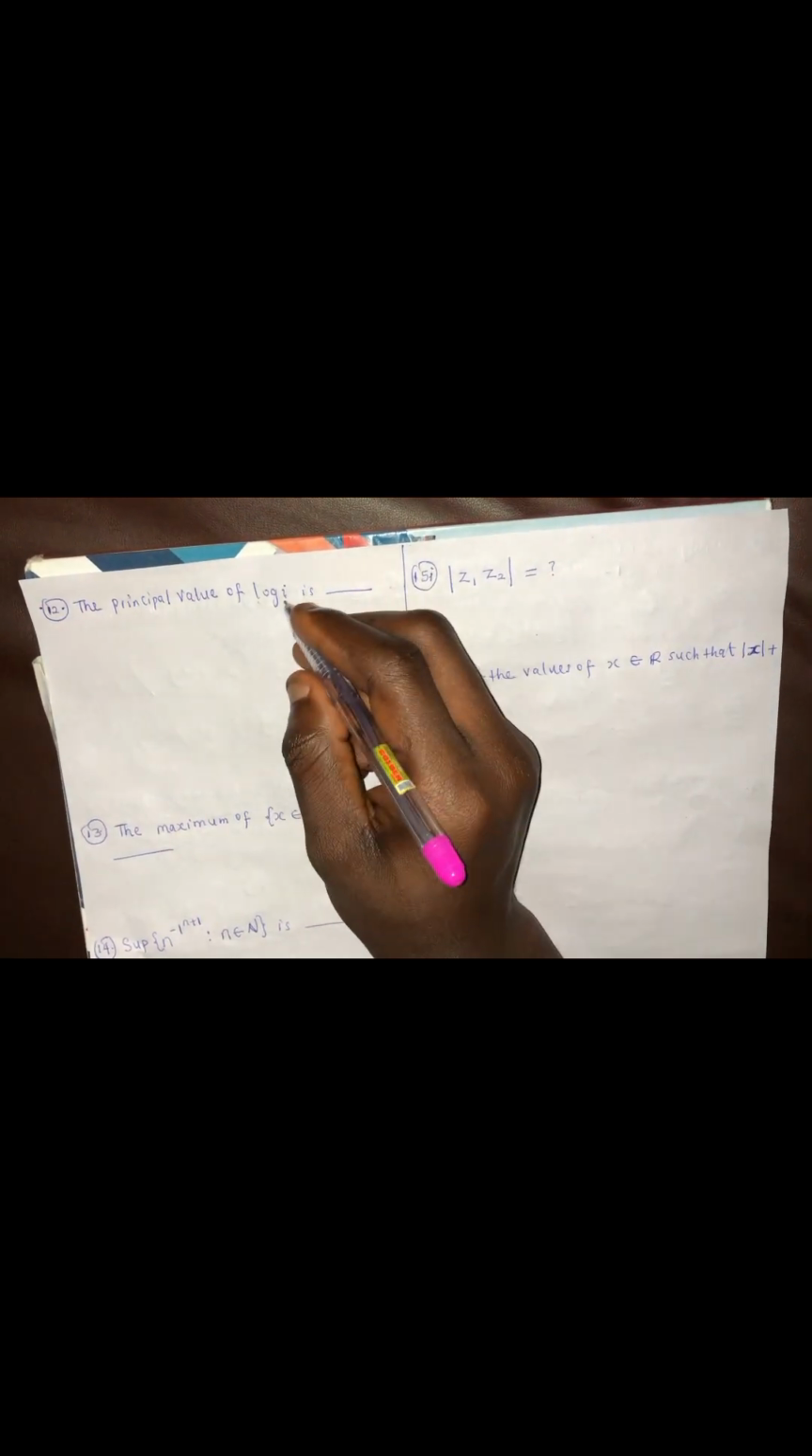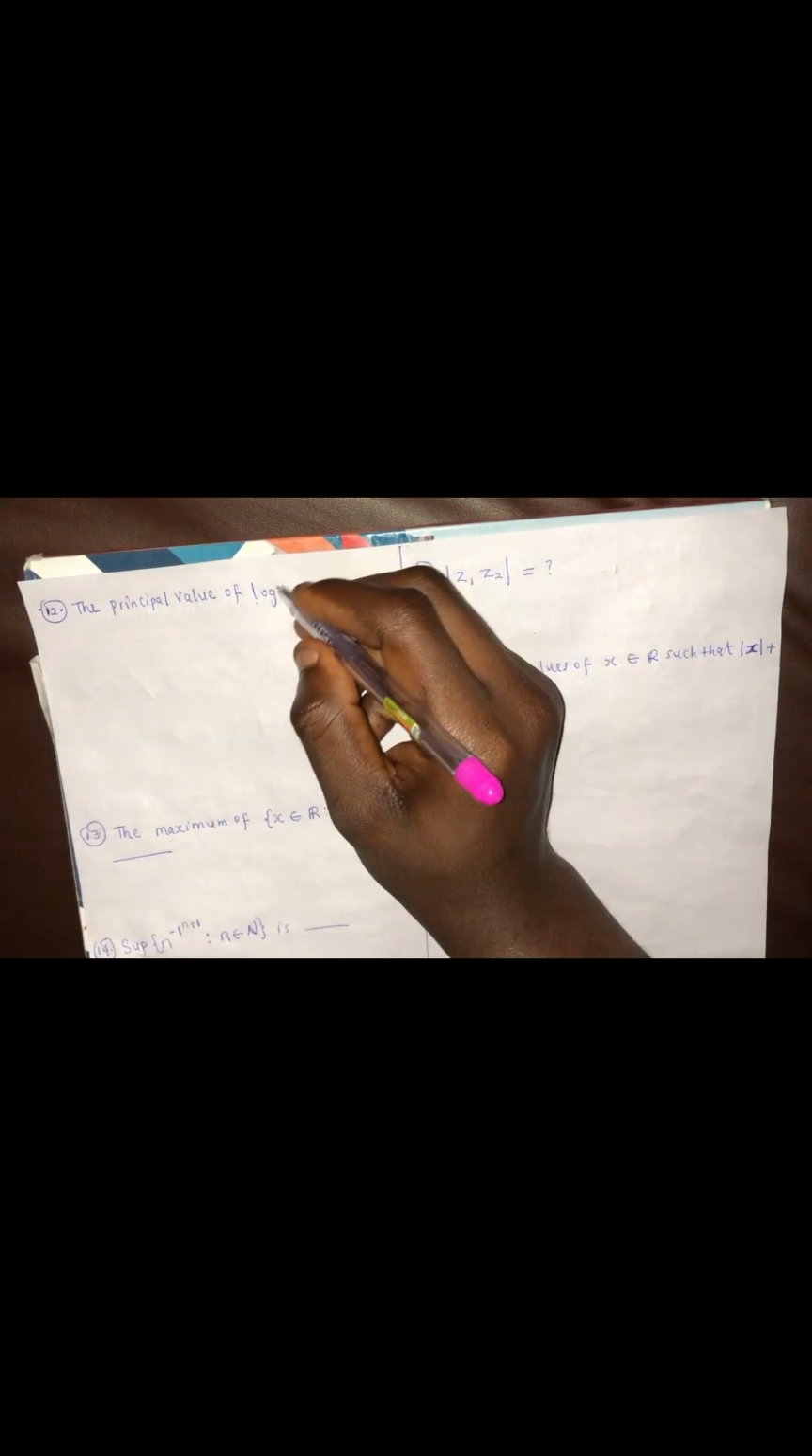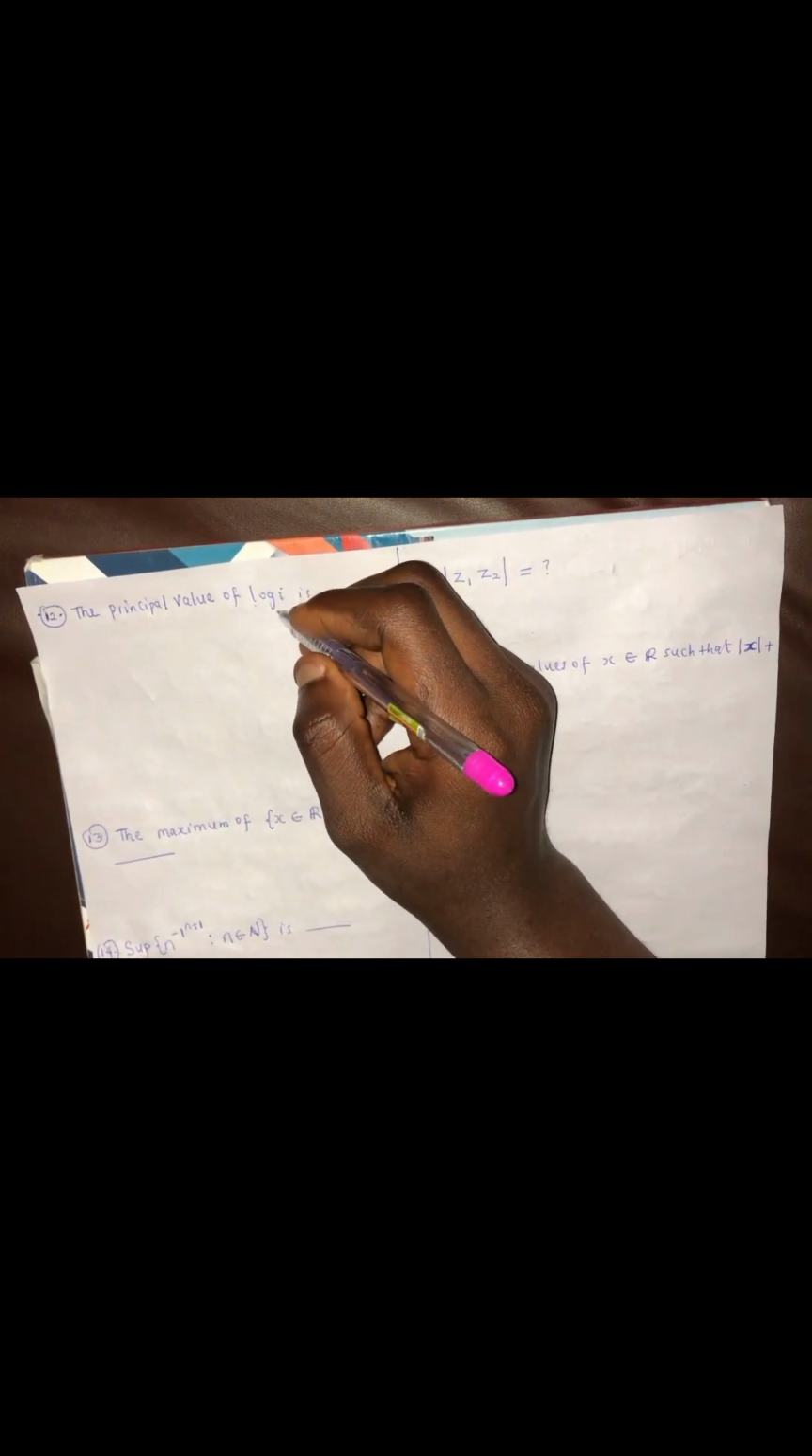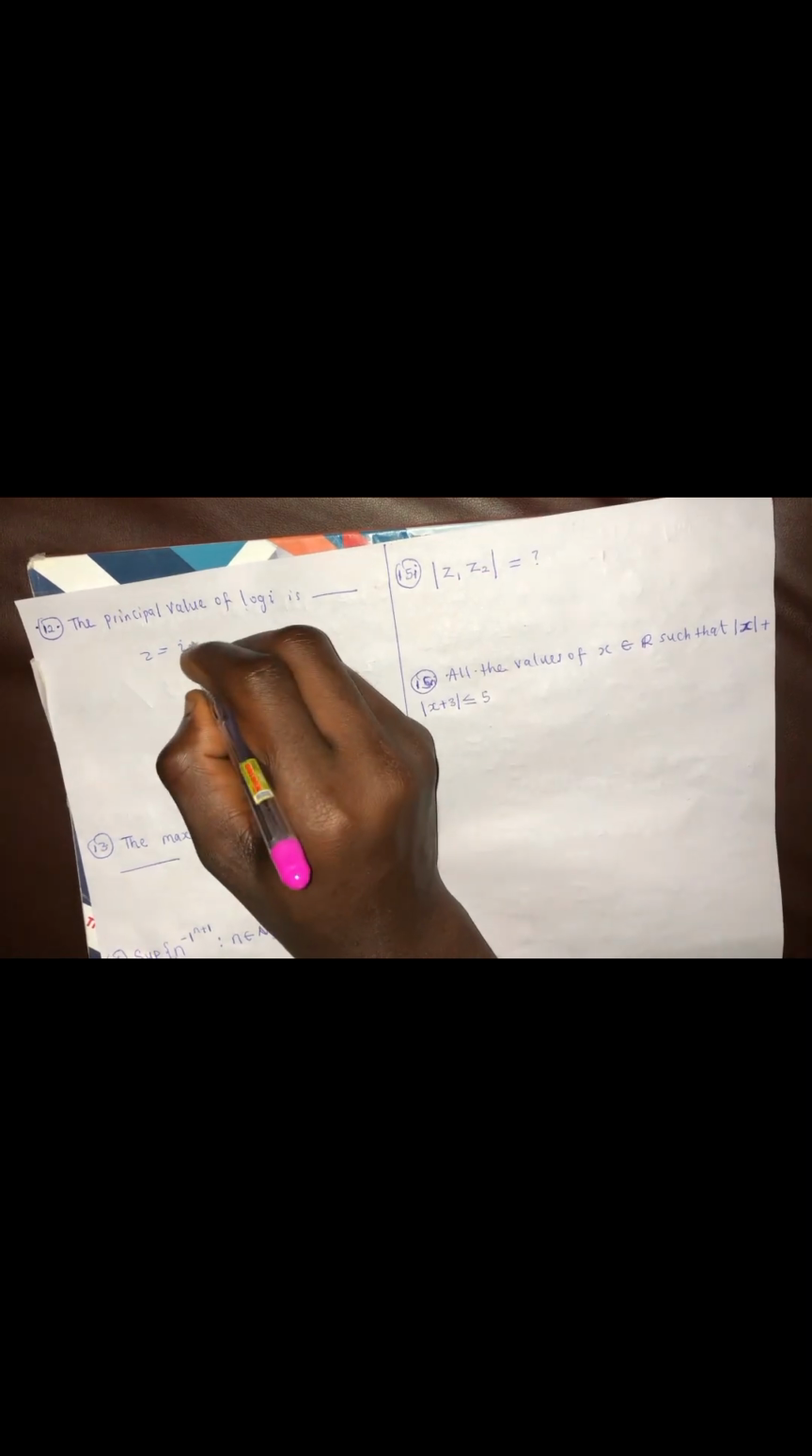Now when they say principal value of log i, what does it simply mean? The only thing they give us is i. So if we were to find the principal value, first of all, we know that the function in this case is i, that is, 0 plus i, meaning the real part is 0, whereas the imaginary part is what?